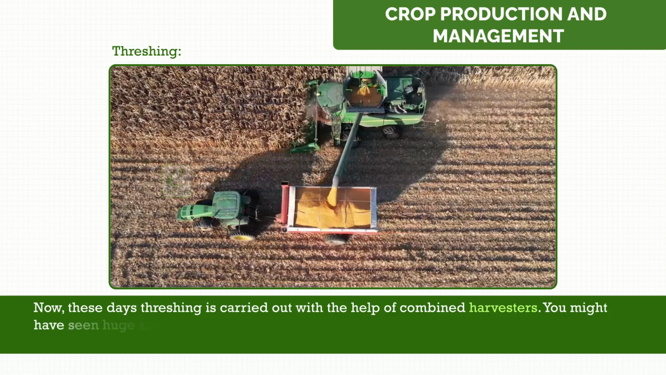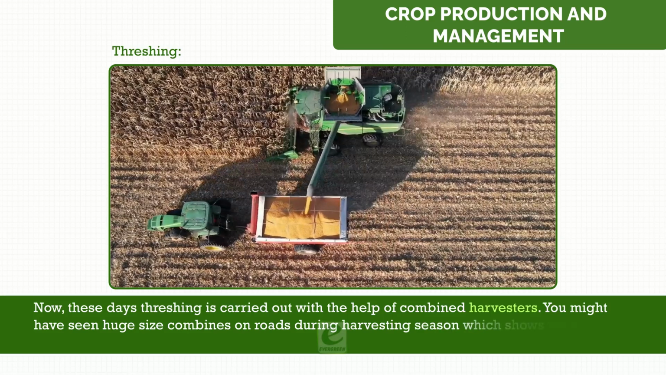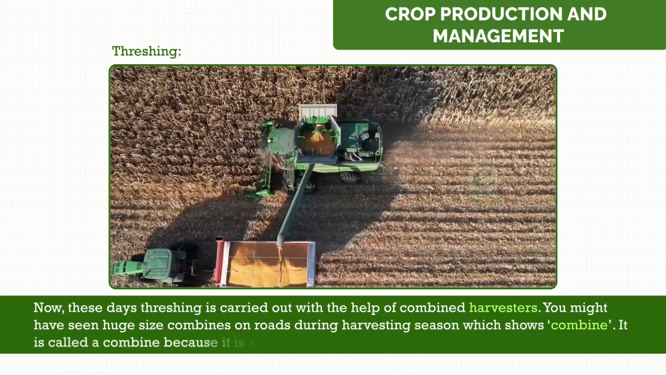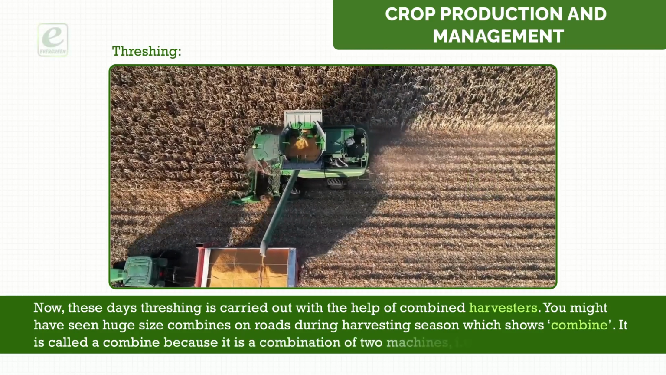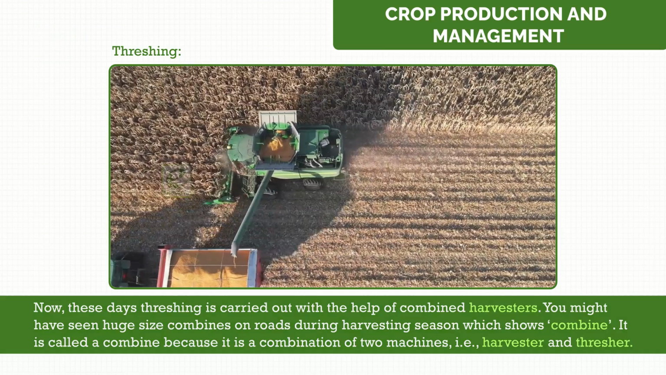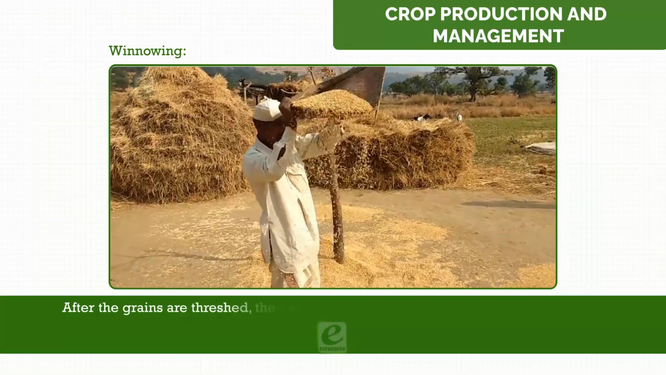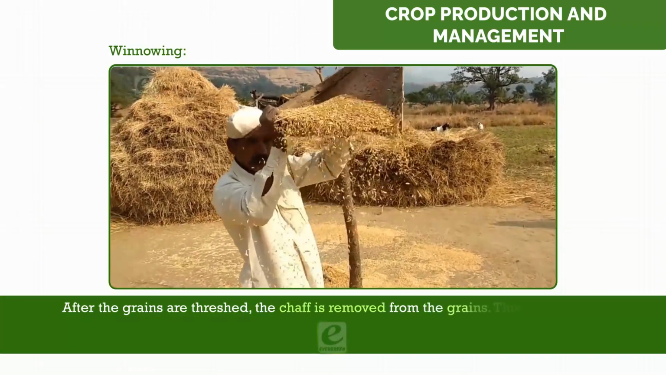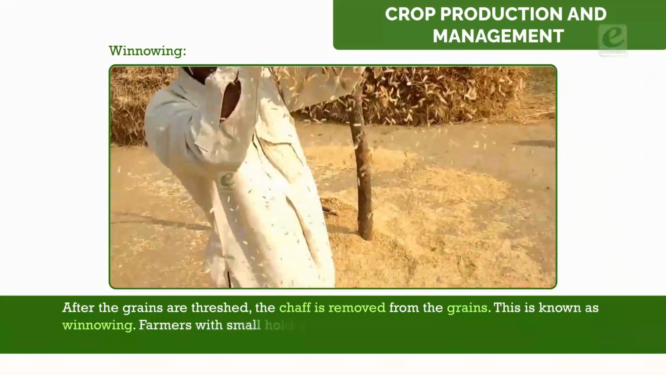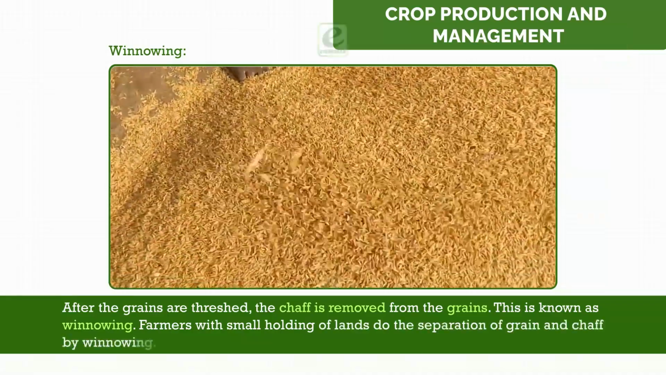You might have seen huge combines on roads during harvesting season, which shows a combine. It is called a combine because it is a combination of two machines, that is, harvester and thresher. Winnowing. After the grains are threshed, the chaff is removed from the grains. This is known as winnowing. Farmers with small holdings of land do the separation of grain and chaff by winnowing.